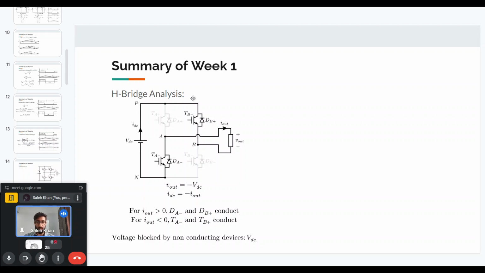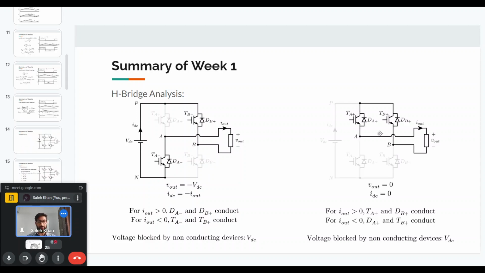So it will be TB plus and TA minus. And the voltage that is blocked by the non-conducting devices will be VDC. So if you see, because TA minus is on, the voltage that comes across TA plus will be VDC. Similarly for TB minus as well. So this is one example of where the diagonal switches are on.